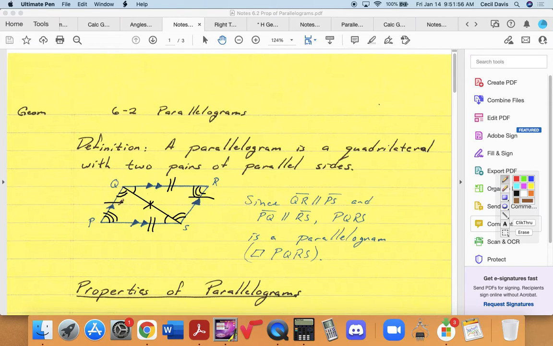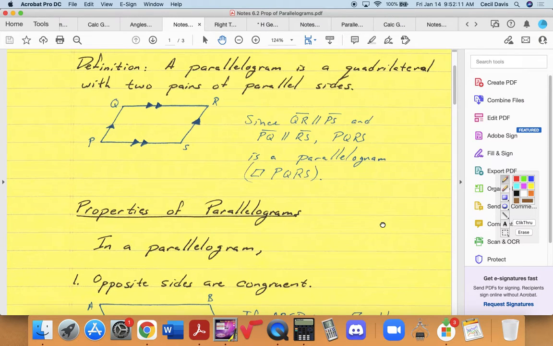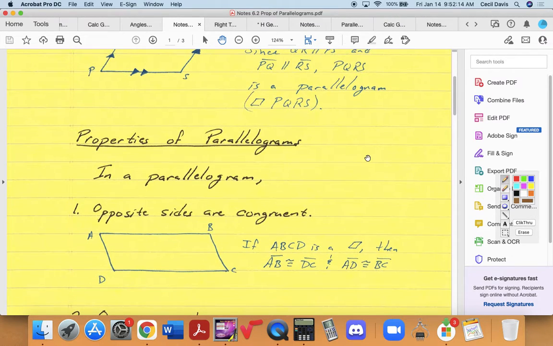One thing that we know is that the opposite sides are going to be congruent to each other. Another thing is that the opposite angles, the angles that are across the figure from each other, are going to be congruent also. So, first property, the opposite sides are congruent. This is the one that I think is the most obvious. You look at it and you're like, yeah, it looks like it. It's right. In a parallelogram, the opposite sides are congruent. So if this is a parallelogram, then AB is congruent to CD, and AD is congruent to BC.